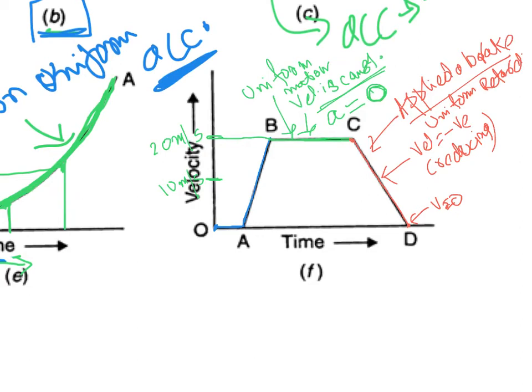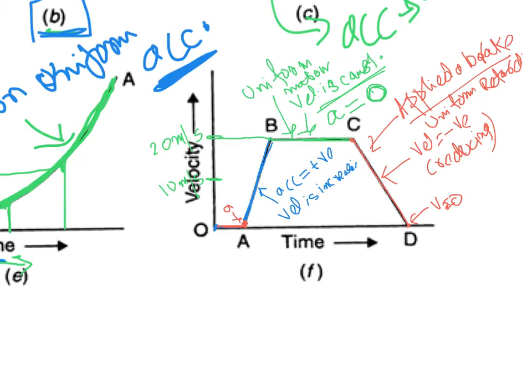From A to B, what is happening? I am accelerating. I am having some positive acceleration. My velocity is increasing because I was having a zero velocity here. Now I have started the acceleration at this point, a positive but constant acceleration.